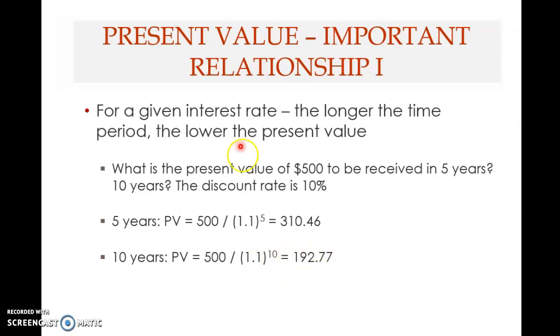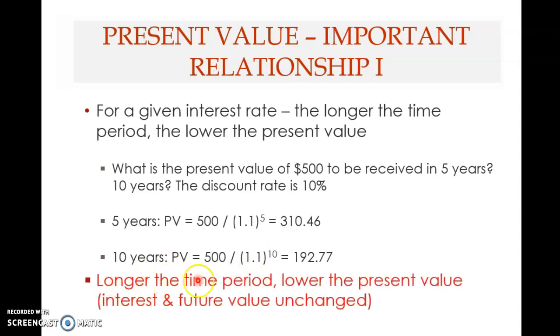It's lower. So the longer the time period, when the future value of 500 and the interest rate are constant, the higher the n, the lower the present value. Is that okay? The lower the n, the higher the present value. So it is negatively related. They are not positively related, but negatively related. The longer the time period, the lower the present value, with the interest rate and future value unchanged or fixed.